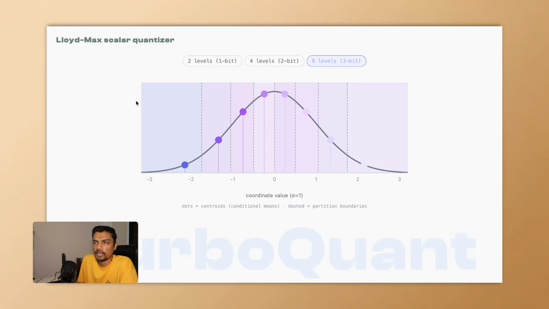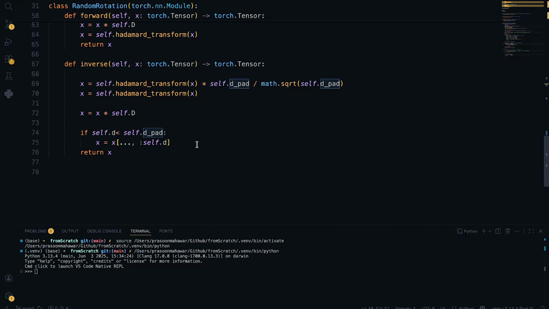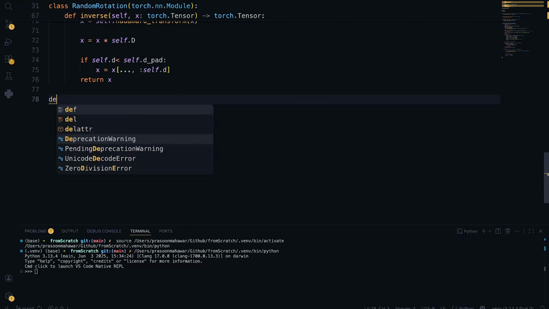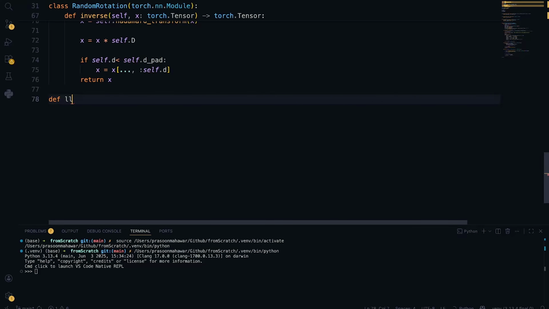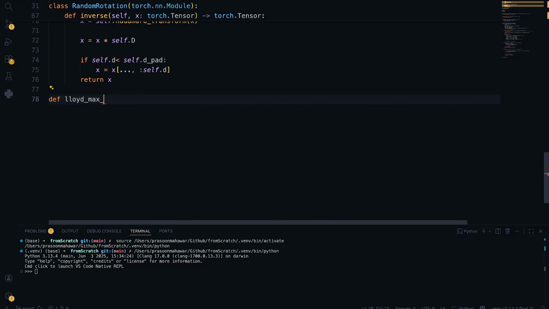So now let's implement this Lloyd-Max quantizer. For that we will now write another function called def lloyd_max_quantizer. Let me spell it correctly. Yeah, Lloyd-Max quantizer.